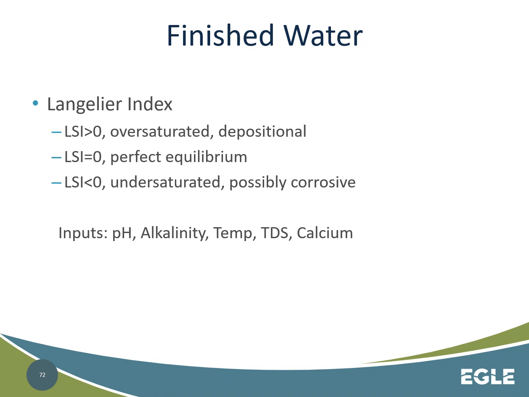The Langelier index utilizes finished water parameters, including pH, alkalinity, temperature, total dissolved solids, and calcium, to give an idea of how stable the water is. AWWA has an online calculator to utilize. If the Langelier saturation index is greater than 0, it is considered oversaturated with calcium and will deposit calcium onto pipes and other surfaces. If the Langelier index is less than 0, the water is undersaturated and will tend to be corrosive.